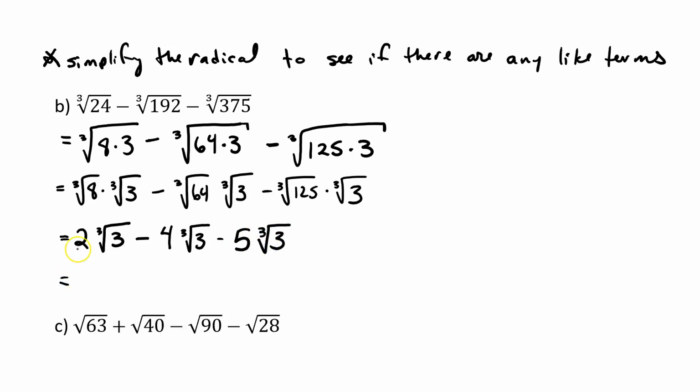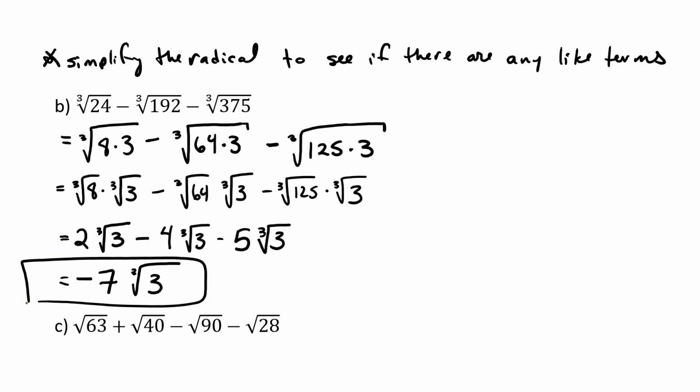So I have 2 of something, and I subtract 4, so I'm at negative 2, and then I subtract 5 of that same quantity, so I'm at negative 7 times the cubed root of 3. Done! That's great. I'm going to put a box around it.